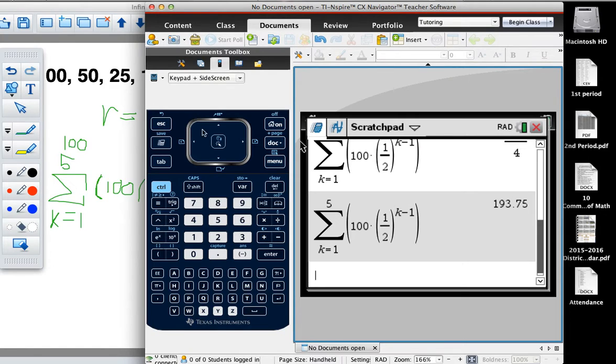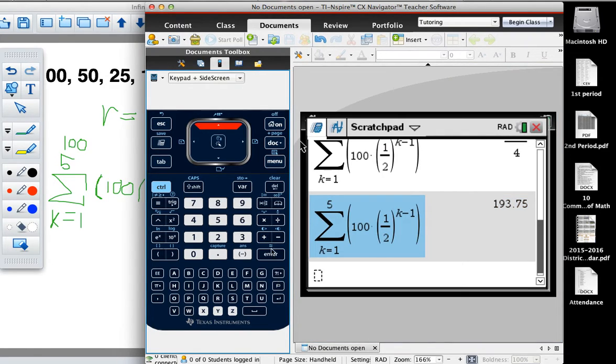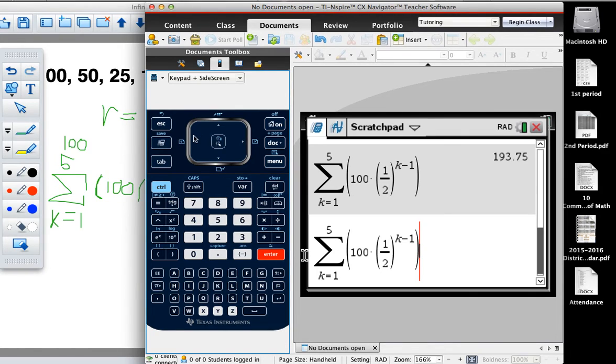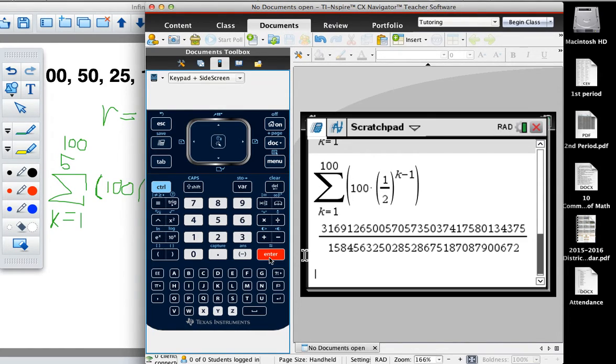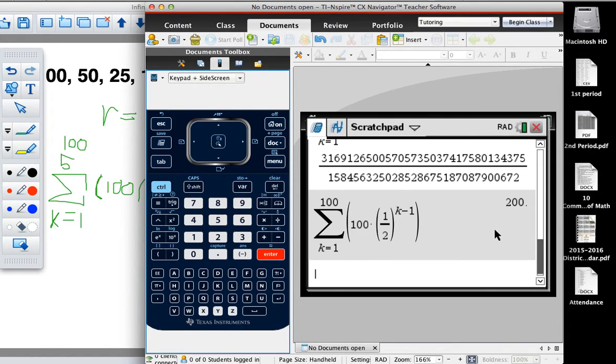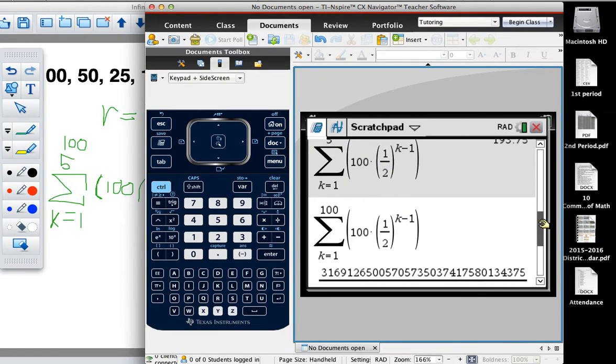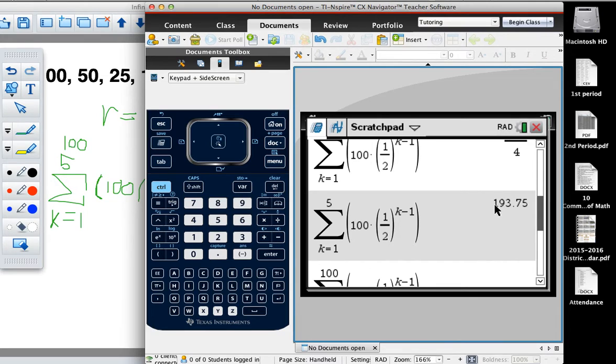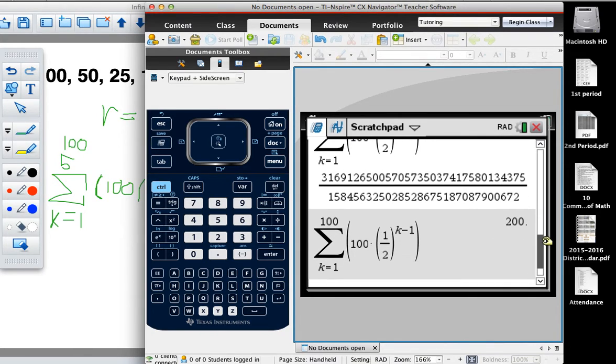All right, so let's go ahead and check out the sum of the first 100 terms. I just need to change this 5 to a 100. Holy cow, this big, huge, crazy fraction. Let me approximate it to a decimal. Notice if I add up the first 5 terms, I get 193.75. If I add up the first 100 terms, I only get 200.